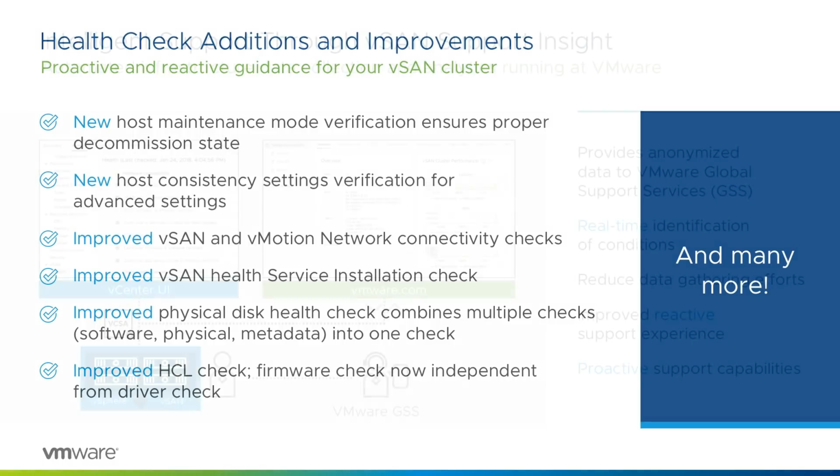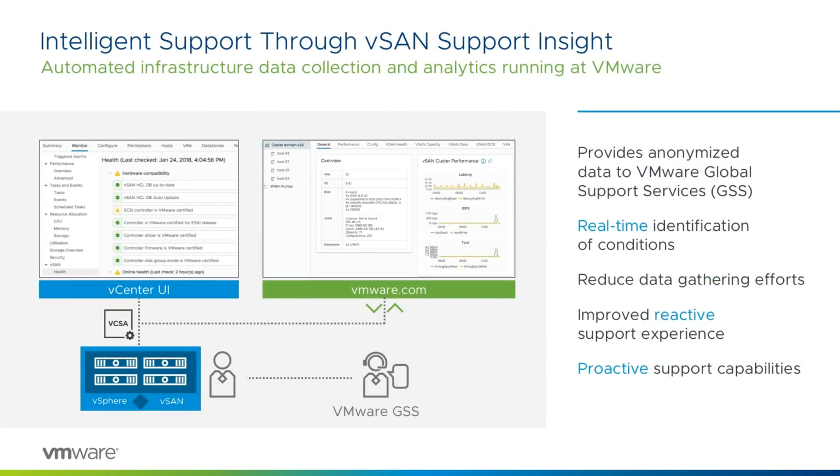vSAN Support Insight improves the customer experience by proactively providing VMware Global Support Services, GSS, with data about a customer's vSAN and vSphere environment. This data is anonymized and then uploaded to the VMware Analytics Cloud, where it's converted to useful information such as configuration items, performance, and health status. As a result, GSS can begin troubleshooting sooner when less time is spent on gathering this data.